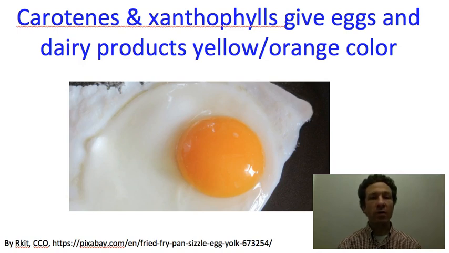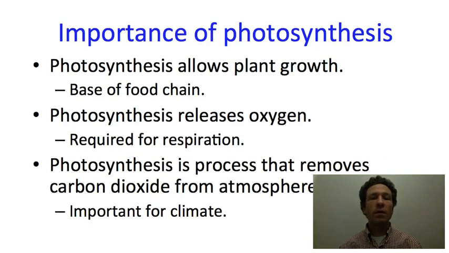We will move on now, and we'll do a quick summary of the importance of photosynthesis, and then we'll end with some concluding thoughts. The importance of photosynthesis cannot be overstated. Photosynthesis is what allows animals to exist. First, photosynthesis allows plant growth. As we already talked about, it provides the glucose that allows starch and cellulose and other compounds to be made.